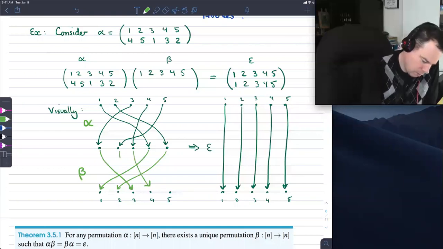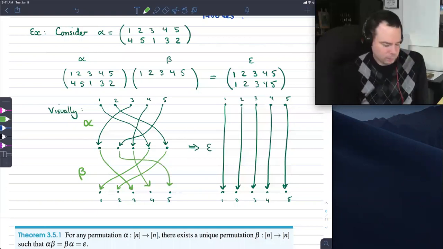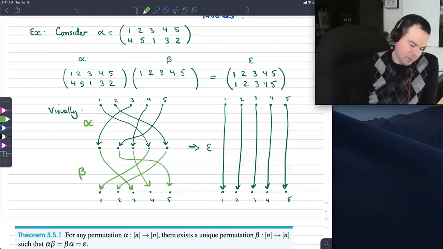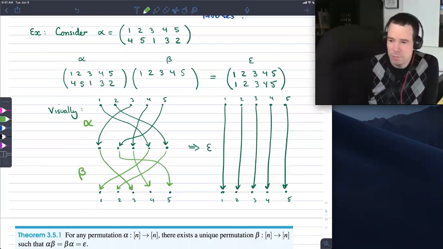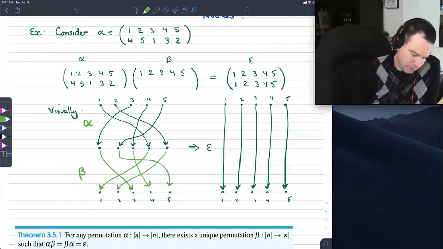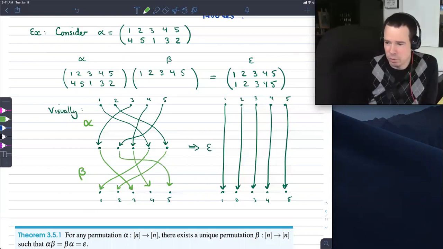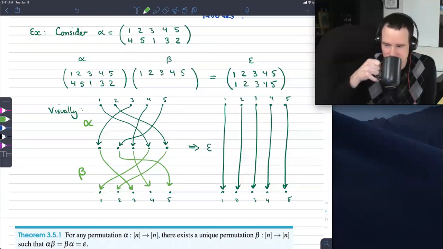I'm going to actually move this one a little bit closer here and then drop it down. Just try to get the same image as above. So it's just a mirror image. It's like a reflection along the middle line that goes through these things, that we can work out what beta is in order for it to unscramble it, so that the composition of alpha followed by beta is just the identity. In other words, 1 goes to 1, 2 goes to 2, and so on.